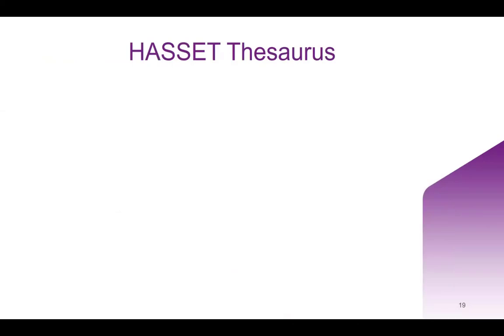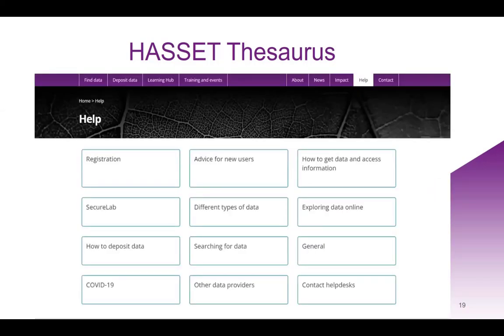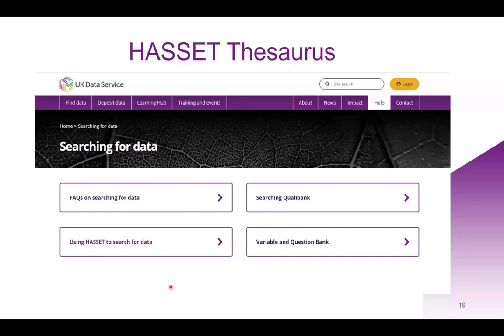Another interesting option here is that you can perform a search the other way around. As we already mentioned, studies in the UK Data Service collections are all assigned keywords which are aligned with HASSET. You can directly access this tool by selecting the help button along the top toolbar on our website and then scrolling down to the section searching for data. When you click on that, it will open this page where you can select using HASSET to search for data.